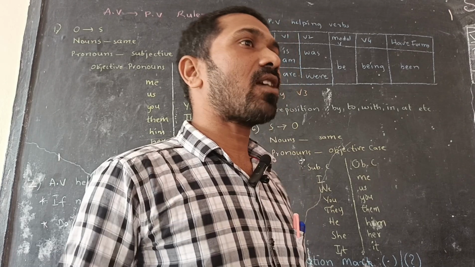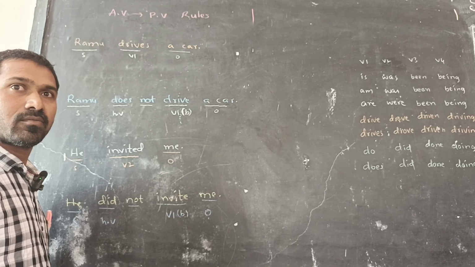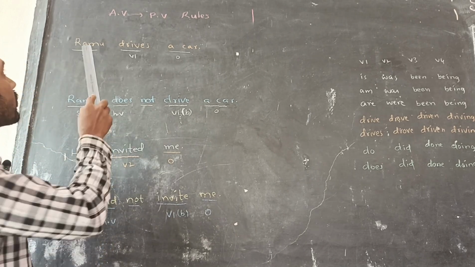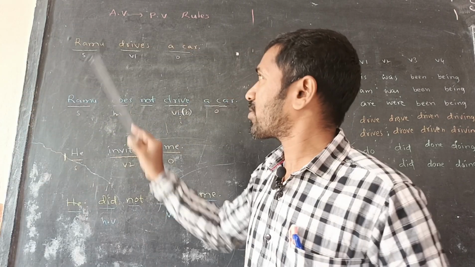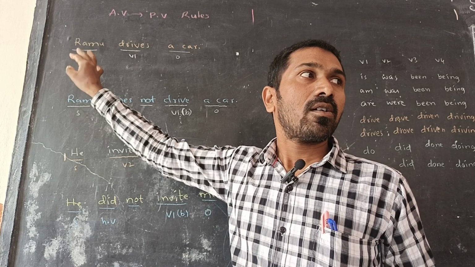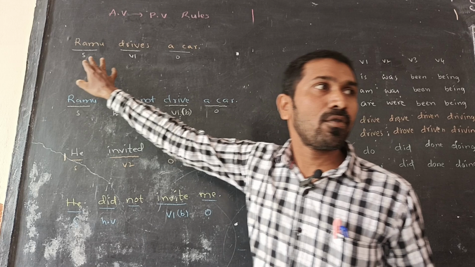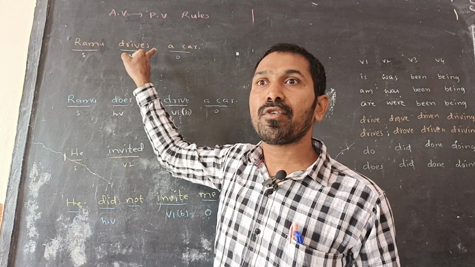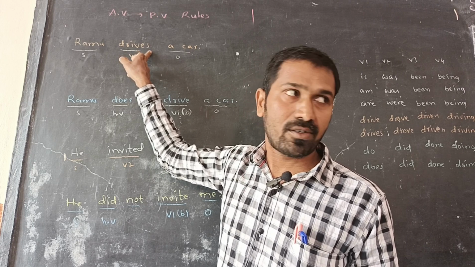We'll find some examples by using all these rules. Ready? Continue. We'll do some examples. Ramu drives a car. Ramu is singular. So what do we have to use? Ramu is singular, so we have to use a singular verb if it is present tense.